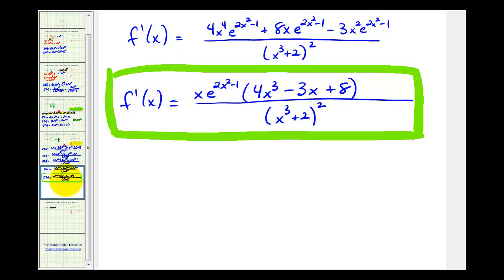We'll take a look at one more function involving the exponential function with base e and the quotient rule in the next video.